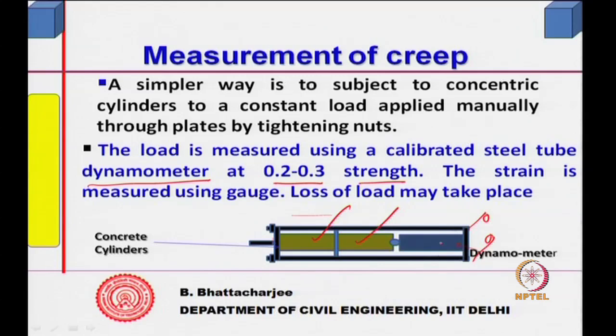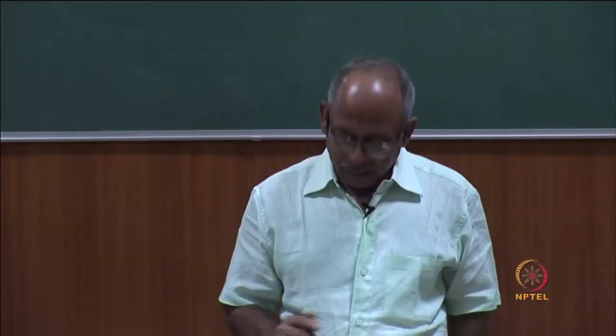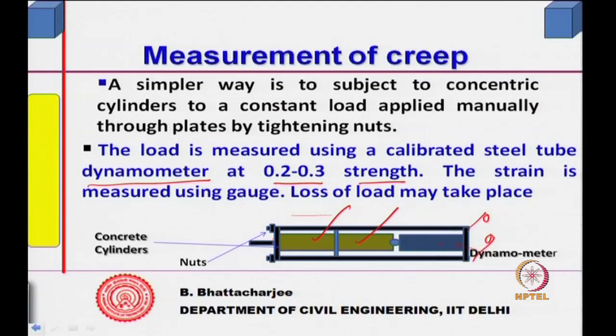So this is of course the dynamometer, and these are the nuts which you can tighten to actually stress this. This is fixed here. So this is the dynamometer, there is a ball joint. As you tighten this, it will be stressed. So it is stressed to around 20 to 30% of the strength, and then you allow the deformation to occur, and you can measure this deformation again by putting DEMEC gauges here.